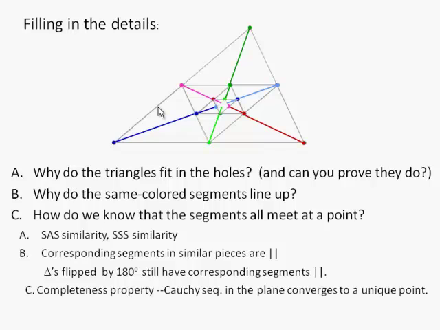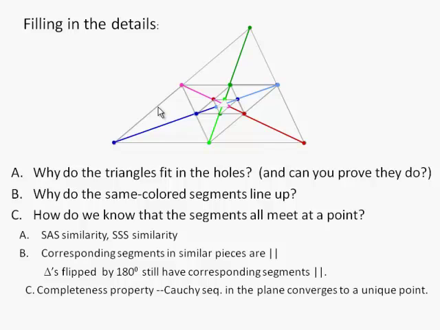All right, now how do we know the segments all meet at a point? Now here's where it gets interesting. If you really want to be rigorous, you have to use something like the completeness property. You have some Cauchy sequences here. The endpoints of the dark blue segments form a Cauchy sequence. The endpoints of the light blue segments form a Cauchy sequence. Same with the red, same with the green. We've actually got 6 Cauchy sequences.